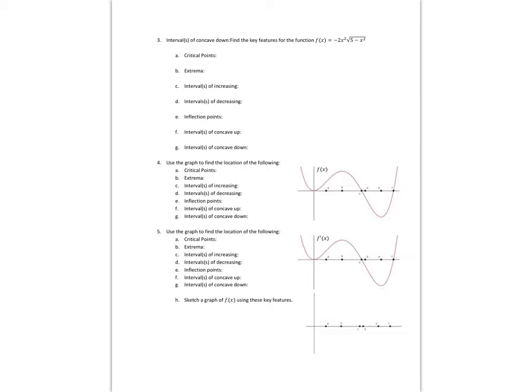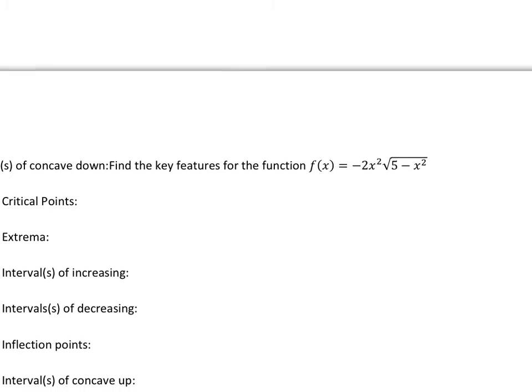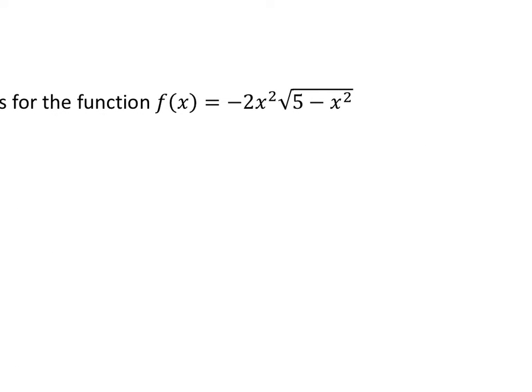All right, now we have a radical function, actually a product of a radical and a quadratic, and we've got to find the key features. So let's find our derivatives first, going for our first derivative. And before we get too far, we should probably rewrite this as -2x squared, 5 minus x squared to the 1/2. And let's now find the derivative.